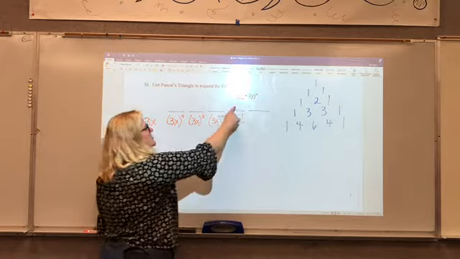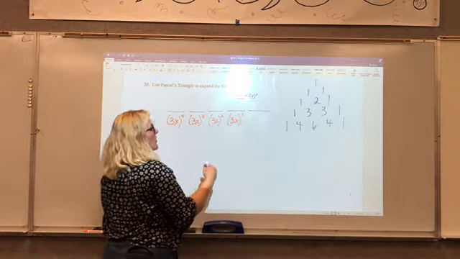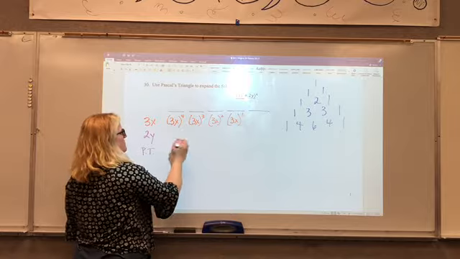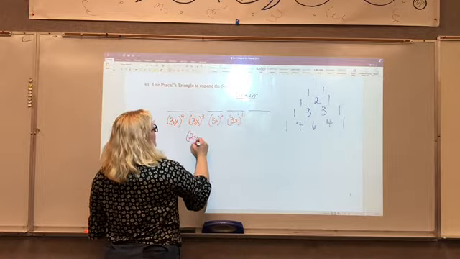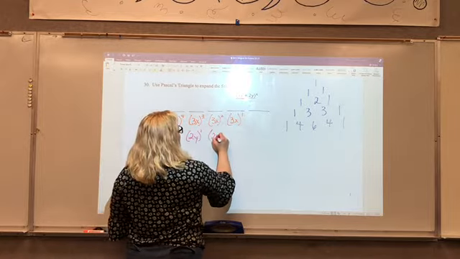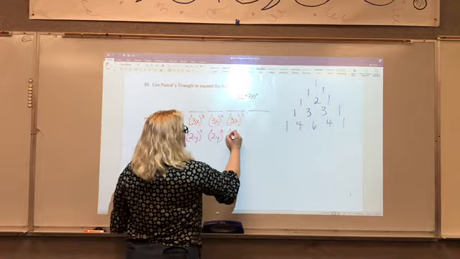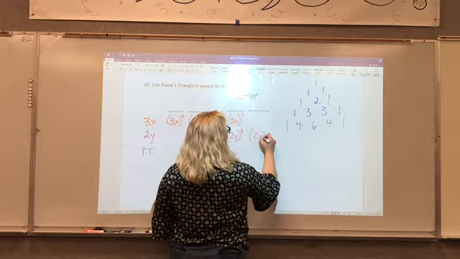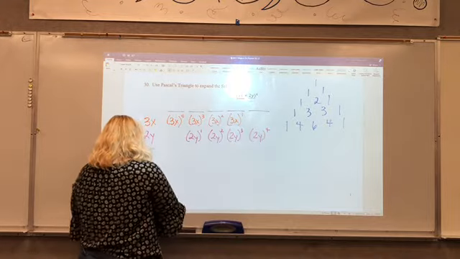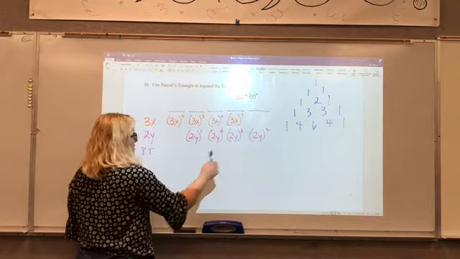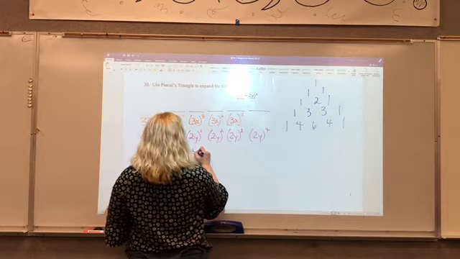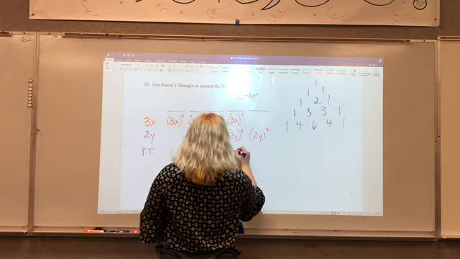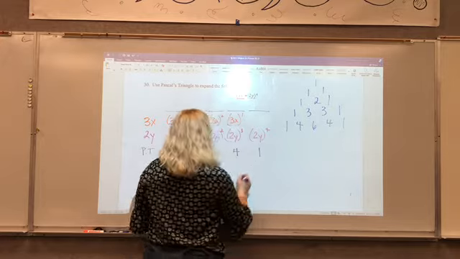Okay, this term right here starts low and goes high, so it would start with nothing. Then I've got 2y to the first, 2y to the second, 2y to the third, and finally 2y to the fourth. And then, of course, Pascal's triangle is 1, 4, 6, 4, 1.